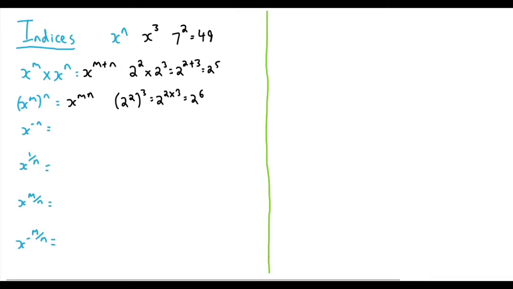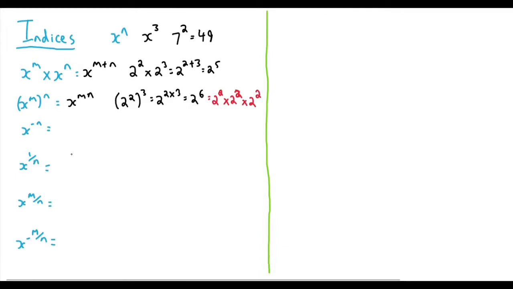If you want to think about it in the bracket sense, as in this case, so 2 squared cubed, it's going to be 2 squared times 2 squared times 2 squared. This is now just like the first rule. We are now going to add these up, and 2 add 2 add 2 is also 6.